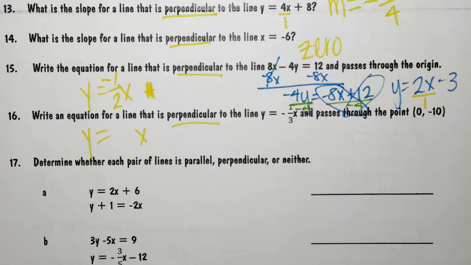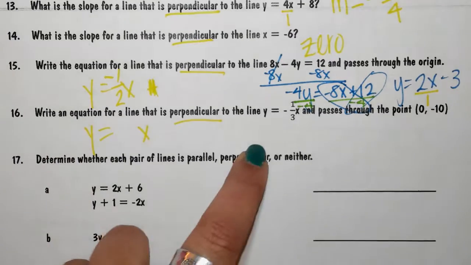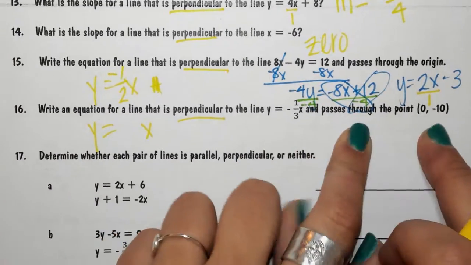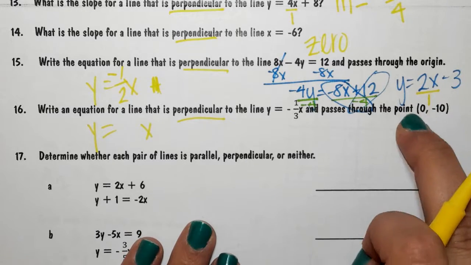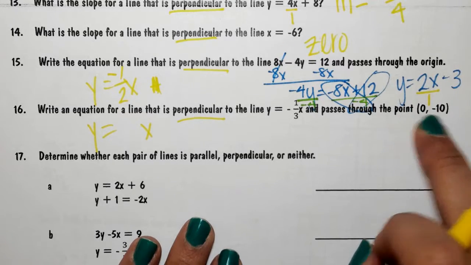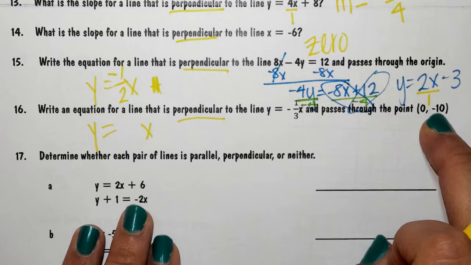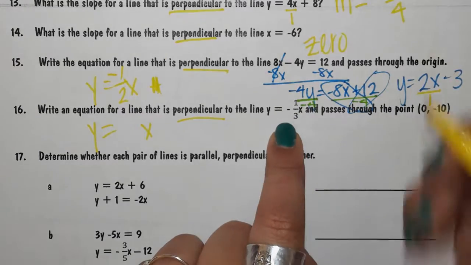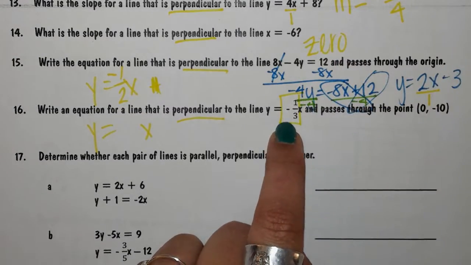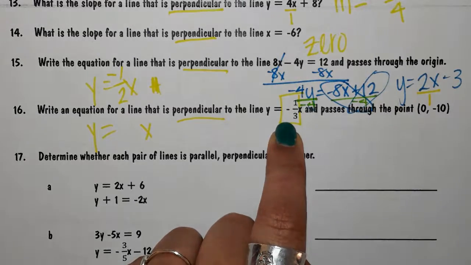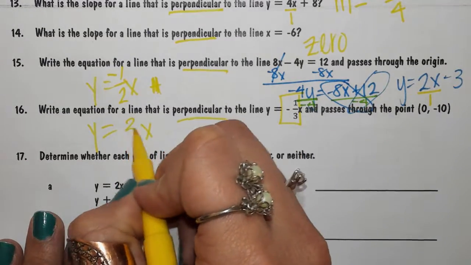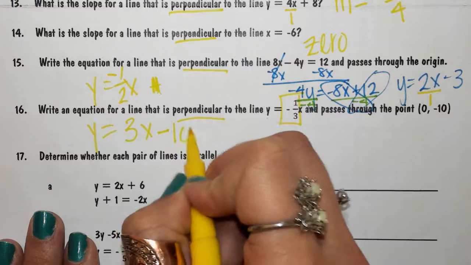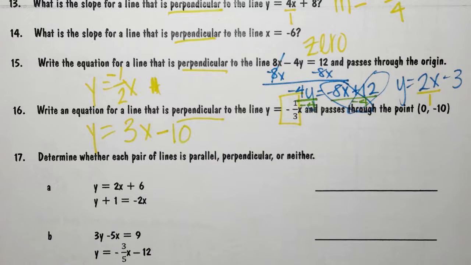Is everybody with me? Yes, ma'am. Okay, now let's look at this one. It's got to pass through 0, negative 10. Now remember, our y-intercept always has an x value of 0. So is this our y-intercept? Yes. And perpendicular, we need an opposite reciprocal slope. So my slope right here is negative 1/3. What is the opposite reciprocal? Positive 3. So 3x minus 10. Did anybody get close to that last night? Look at you go.